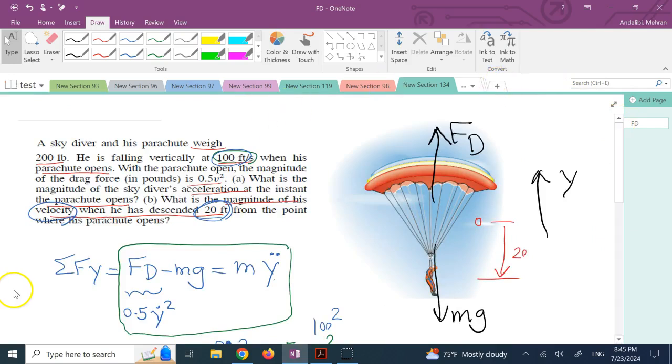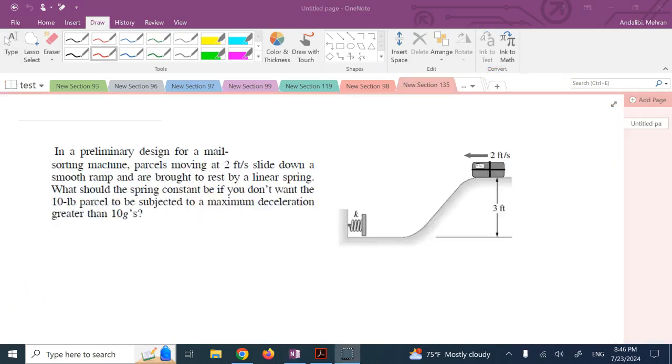Okay, let's go to the last problem. So here we have a sorting machine, let's say the one that they have in the airports, right? Of course, you know how they handle your luggage in the airport. They just threw them off of the airplane, right? That's how you get a broken luggage each time that you go to travel. So here they are trying to be very nice, and this parcel basically moves down from this slide that is 3 feet high.